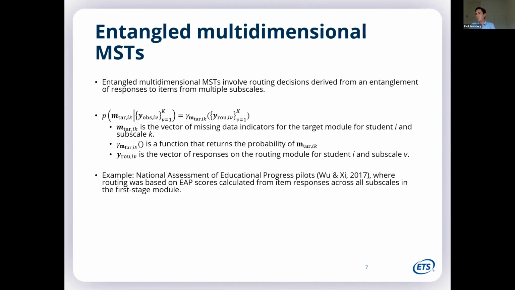An example of this is some NAEP pilots that were administered a few years ago, where the routing was based on an EAP score calculated from item responses across all subscales in the first stage module. And that determined which second stage module a student got, but that second stage module had multiple subscales.